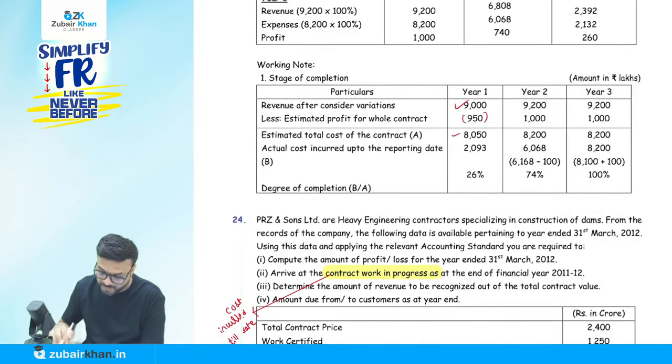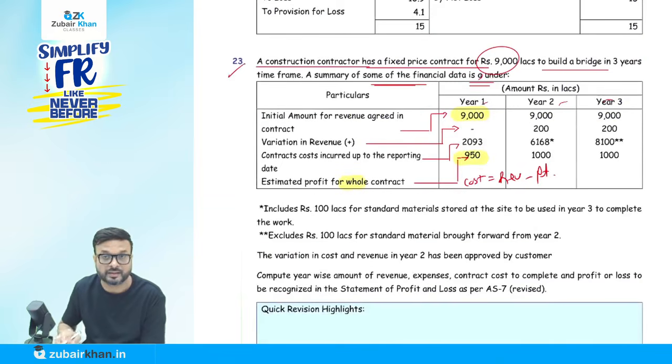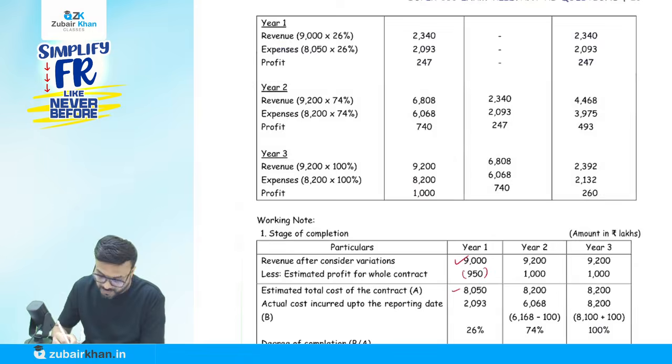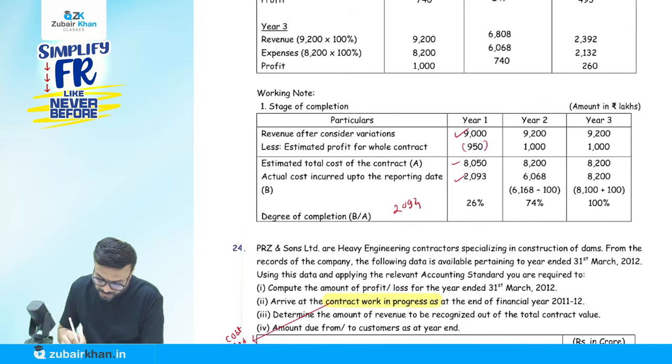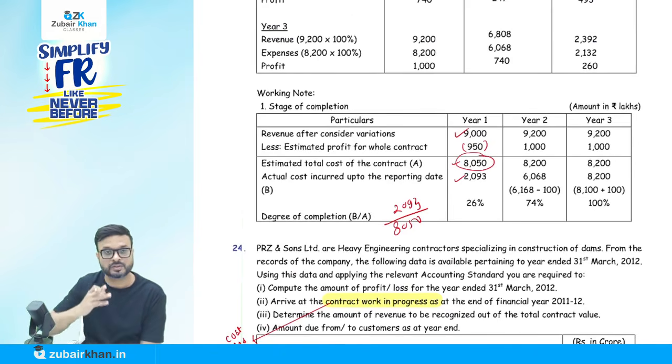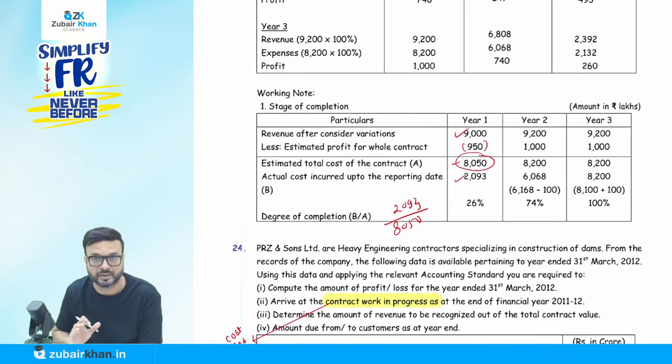How much cost we have incurred till the first year? That is 2093. So 2093 that we have incurred till the first year. Okay. So percentage is 2093 divided by the total estimated cost. Okay. So total cost incurred till date and further cost already is there. Okay. Multiply by 100. So this much will come.